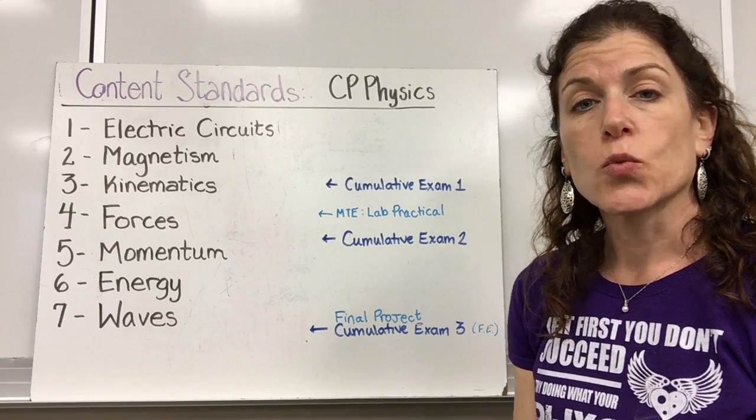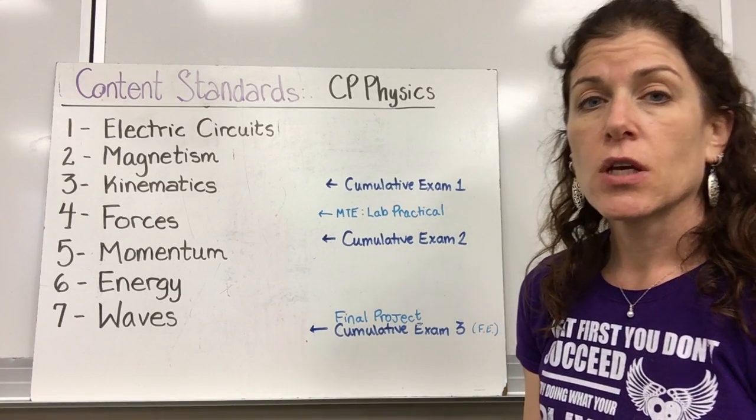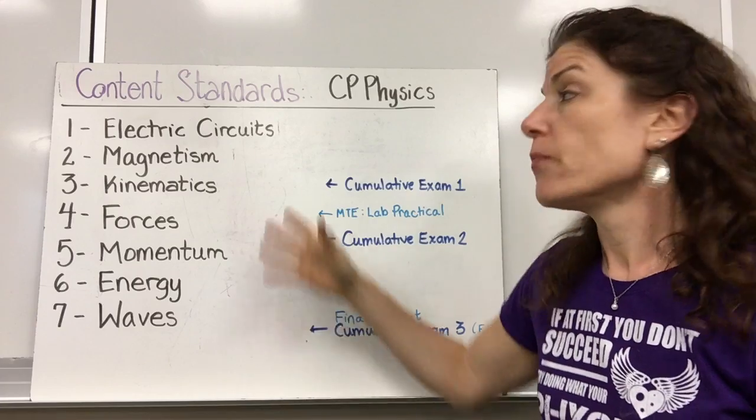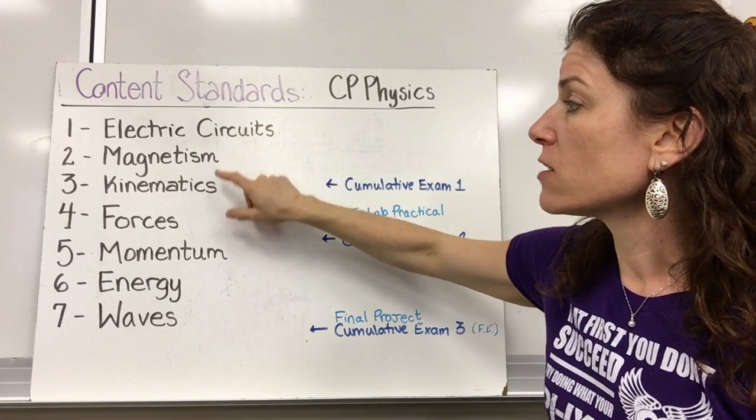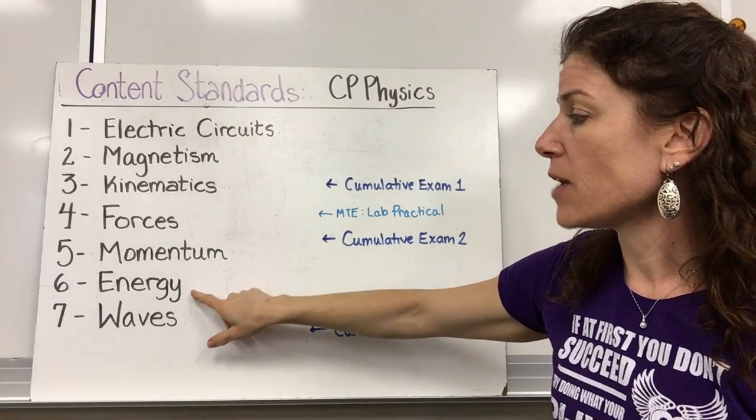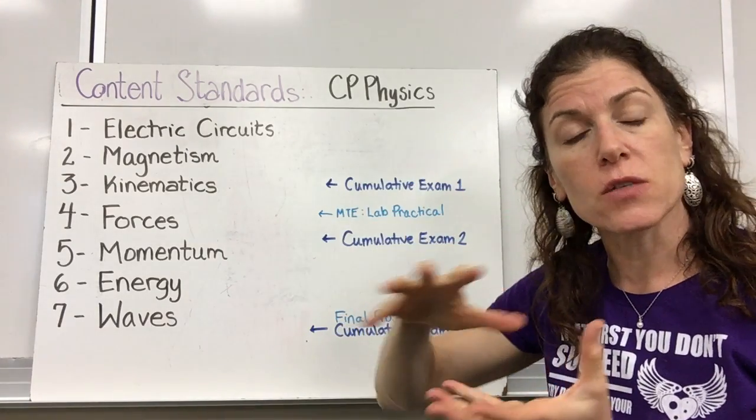For CP Physics, we have 7 content standards. They may or may not be in this order, but these are the content standards. You're going to have one for each unit: circuits, magnetism, kinematics, forces, momentum, energy, and waves. These are big chunks of material.